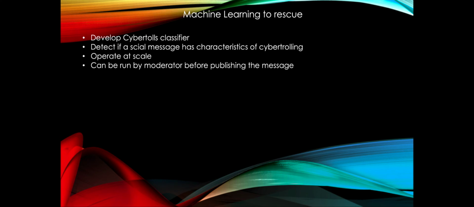And the way it can be used is, let's say whenever somebody is posting a message on the social network, usually it goes through a moderation process before it gets published. So that moderation process can run this machine learning model, and if it detects that it contains cyber trolling characteristics, it can stop it from being published to the social network. Thereby, people won't see it at all on the social network.